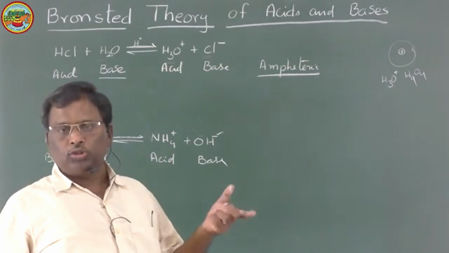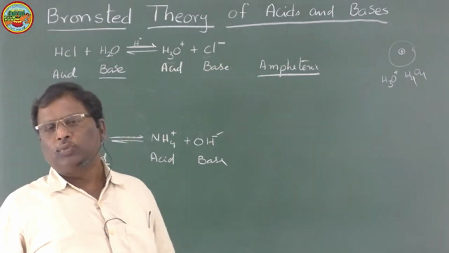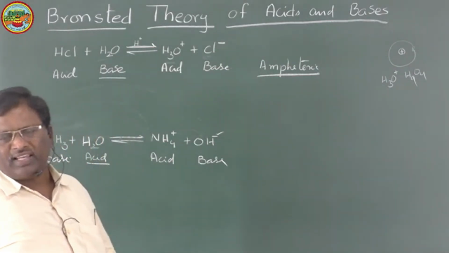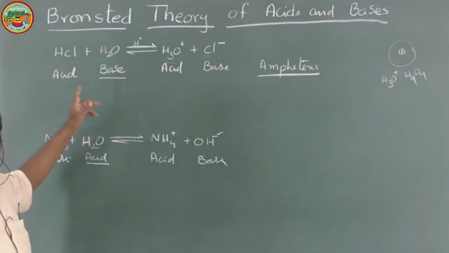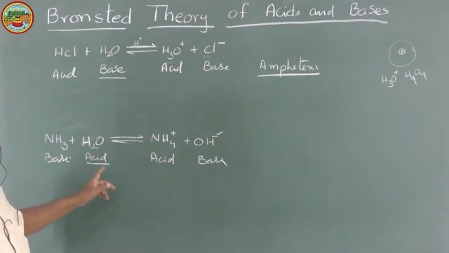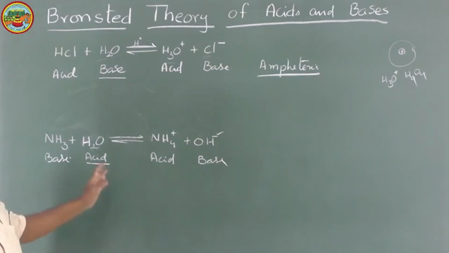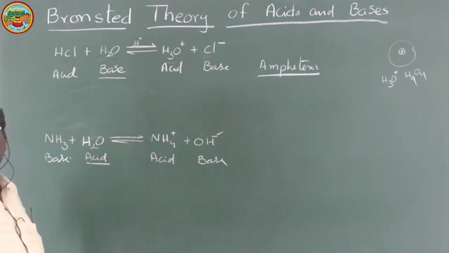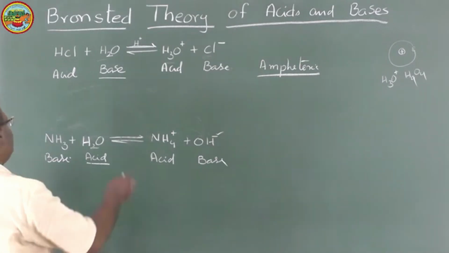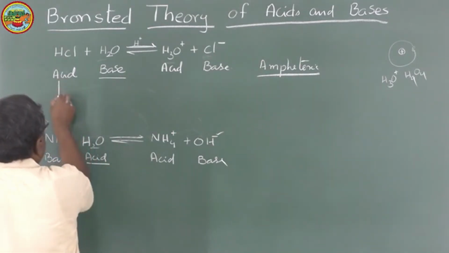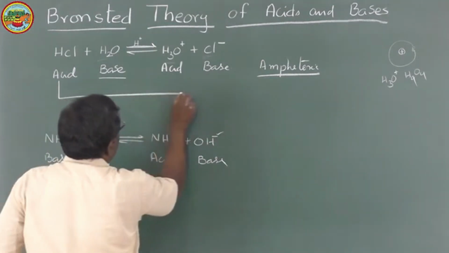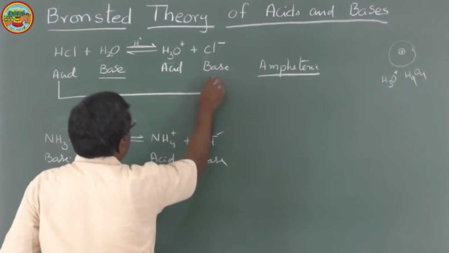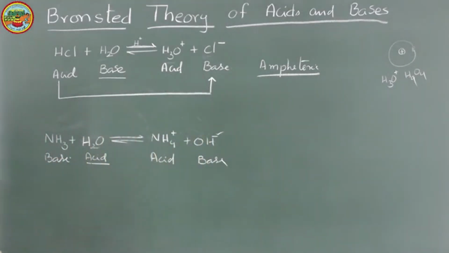Amphi means both. So here H2O has both acidic character and basic character. In the presence of NH3, it is acting as an acid, and in the presence of HCl, it acts as a base. Now, here, HCl is an acid. By removing H plus ion, Cl minus is forming, which is a base.